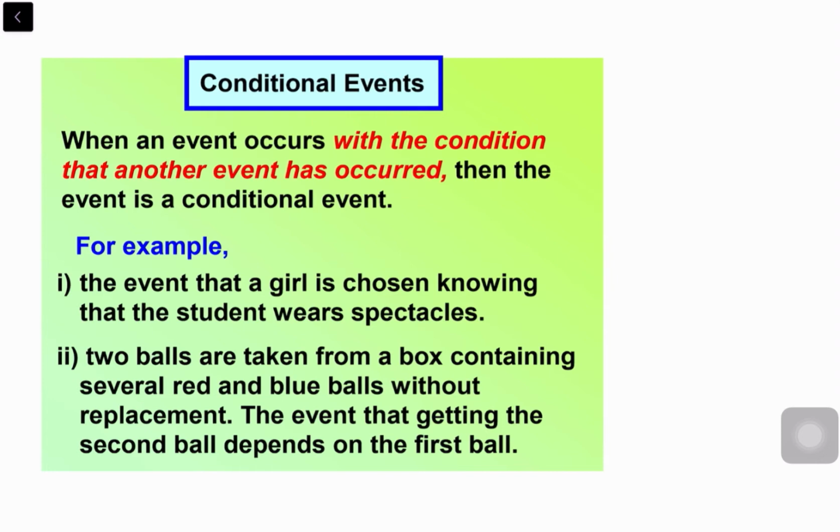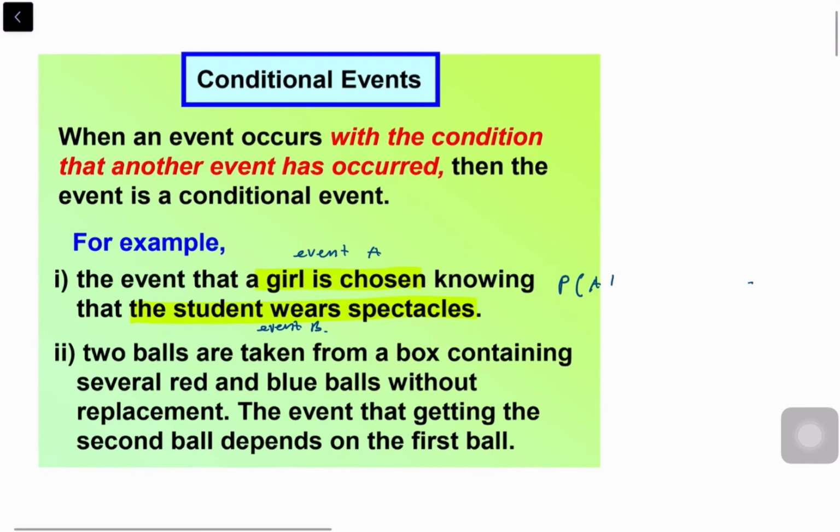So we can see that the probability of a girl being chosen depends on the probability of students who wear spectacles. If I would like to illustrate this example in mathematical form, let's say I declare the first event, a girl is chosen, as event A, and the student wears spectacles as event B. To illustrate this in mathematical form, to get the probability of a girl being chosen, which is A, given that the student wears spectacles, we can say P(A given B).